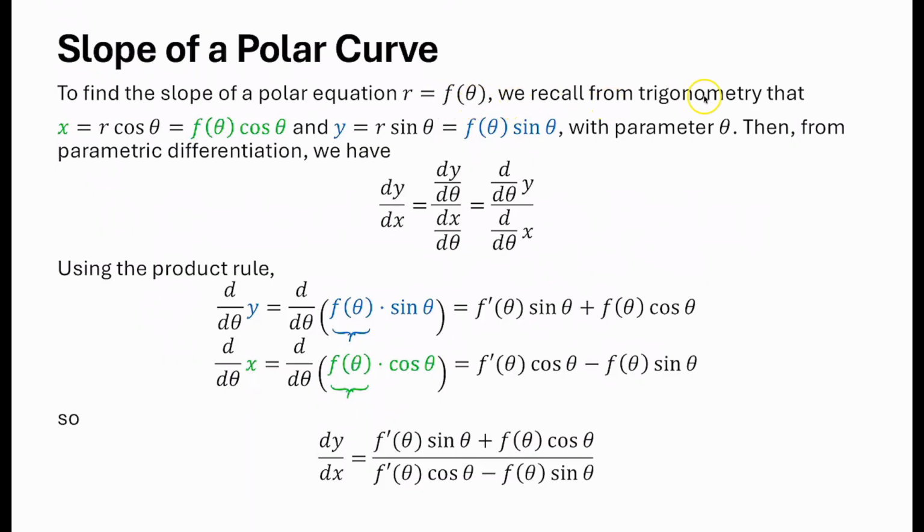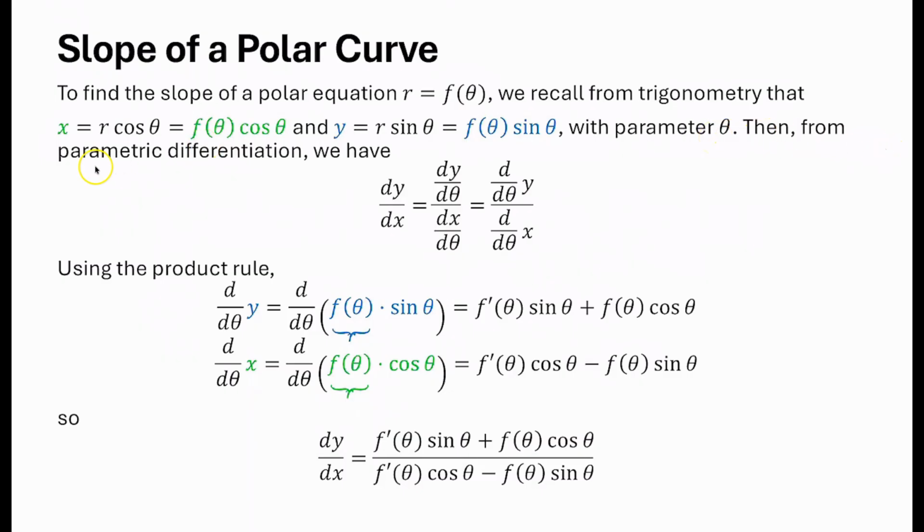We want to recall from trigonometry that x is equal to r cosine theta. Well, if r is f of theta, then x is f of theta times cosine theta, and y is equal to r sine theta. But again, if r is f of theta, then y is f of theta sine theta with parameter theta. So here we are basically working with a set of parametric equations.